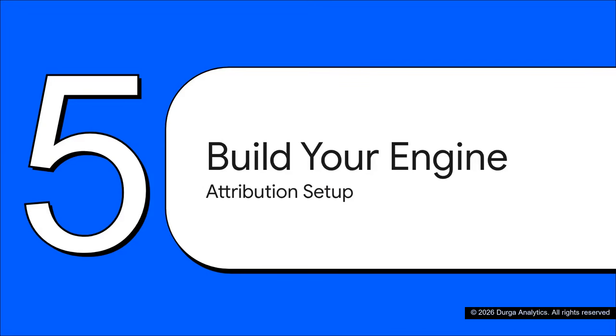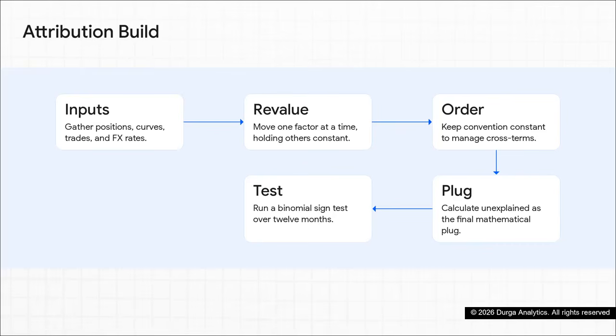So, how do we systematically catch these issues before they blow up our desks? Section 5, we roll up our sleeves and build the attribution engine ourselves. This is a crucial practical build for any aspiring risk manager or quant. Here is how you build it. You take your inputs, positions, curves, trades, and you revalue the opening book sequentially. You move one factor at a time while holding everything else constant.